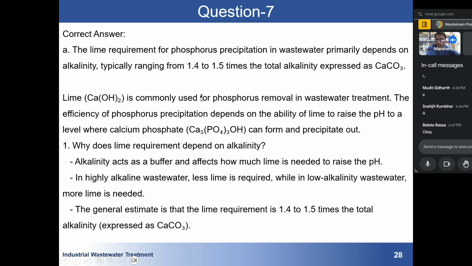Lime is commonly used for phosphorus removal in wastewater treatment. The efficiency of phosphorus precipitation depends upon the availability of lime to raise the pH to a level where calcium phosphate can precipitate out. It is generally in a range, I don't remember the range, but calcium phosphate solid, can anyone name this solid? Ca5(PO4)3OH. What is it called? Anyone?